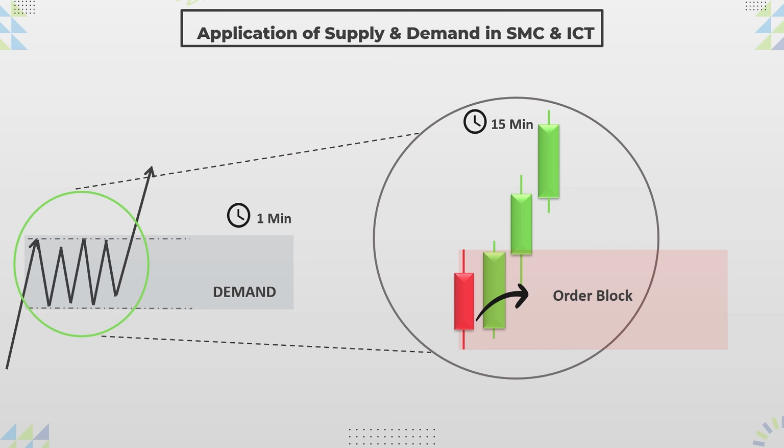The exact opposite happens in the bearish scenario. The base area on the higher time frame might appear as a single buying candle that was created just before a downward move. This is called a bearish order block.